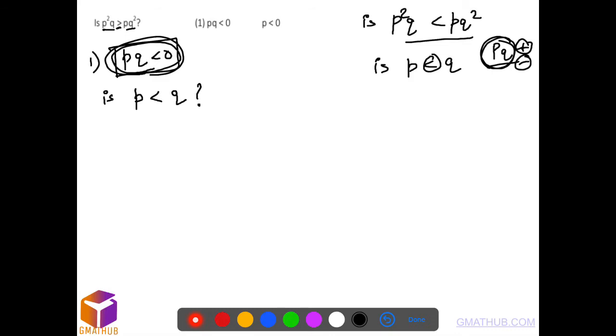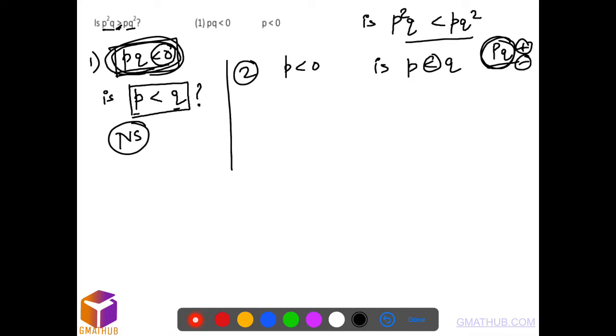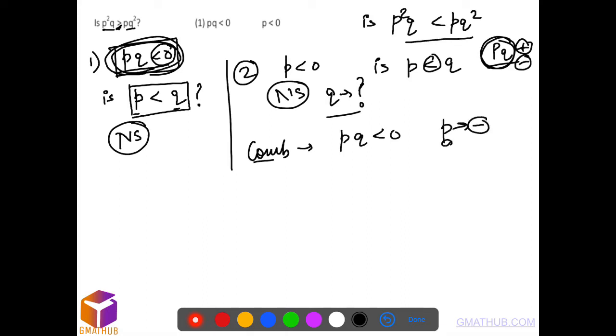I repeat, we divided both sides by PQ. We're left with P and Q on both the sides, and because we divided by a negative number, the inequality sign would get changed. So that's your new question, but I don't have an answer to this question. So not sufficient. Second statement says P is less than 0. This itself is not sufficient because we have no idea about Q. Q can be positive, negative, anything. Q could be 0 also, so we don't know what will happen. Combine the two. P into Q is negative and P is negative, so Q should be positive because the product of two numbers is negative.